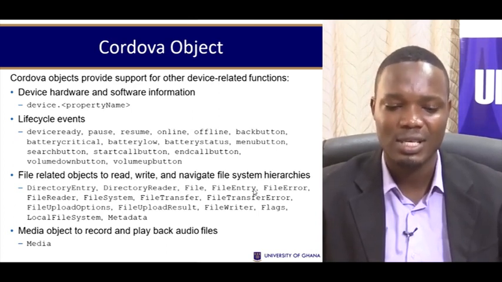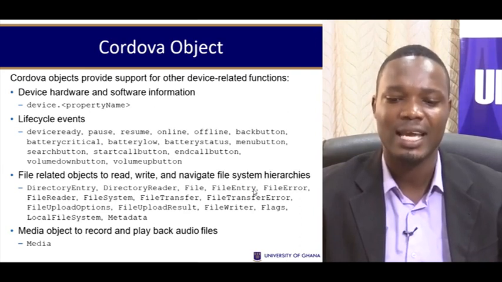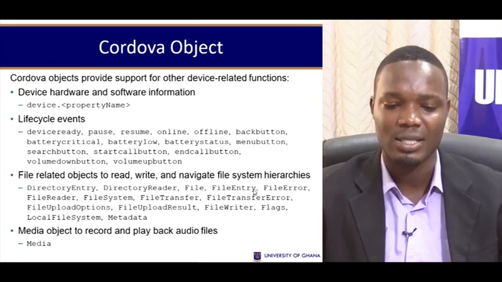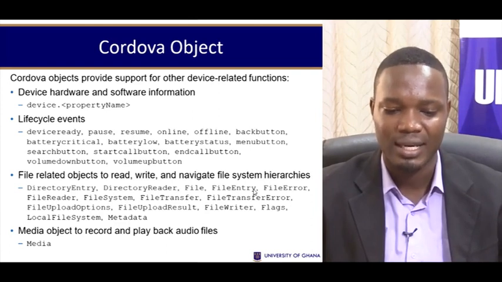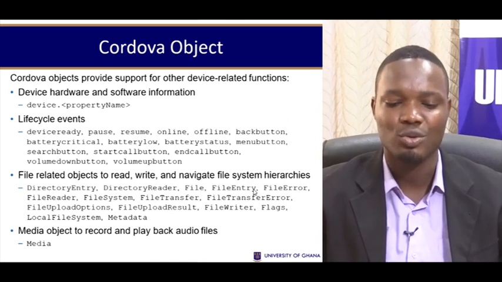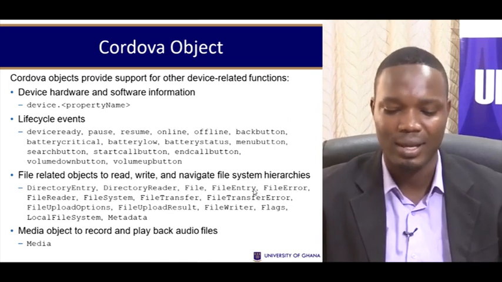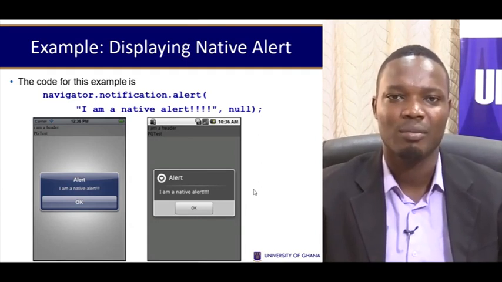And also it gives us access to file-related objects to read, write, and navigate file system hierarchies. So we have directory entry, directory reader, we have the file entry, we have lots of them, and all of this is provided by the Cordova object. And then lastly, there are the media objects for us to record and play back audio files. So Cordova, you can see, cuts across a lot of the functionalities that we would want to be accessing on our device.